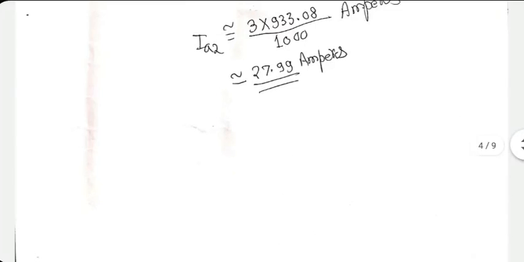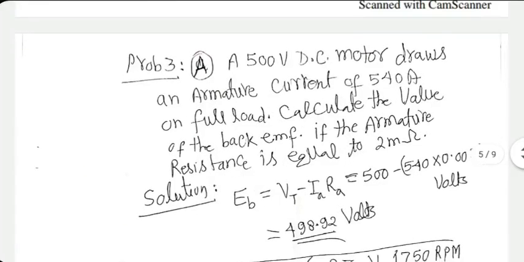Now the last problem, which is again simple one. A 500 volt DC motor draws an armature current of 540 amperes on full load. They are not telling us whether it's a series motor or shunt motor. Calculate the value of the back EMF if the armature resistance is equal to 2 milliohm. I guess, yeah, they are assuming shunt motor again.